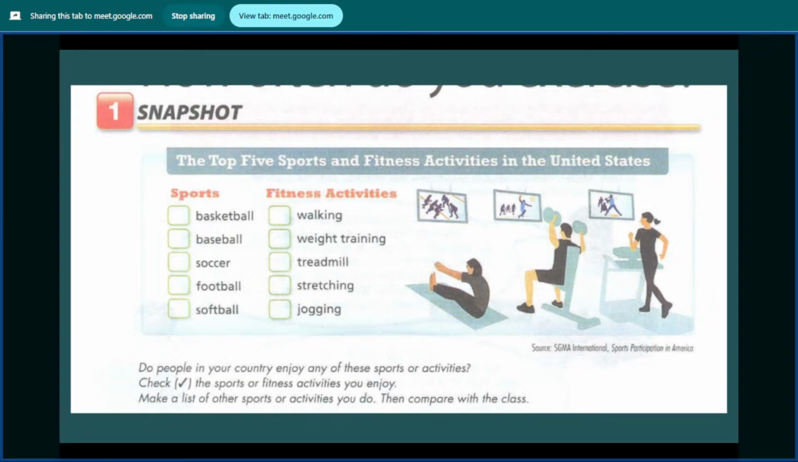I know all the sports mentioned here, but I don't know what softball is. Soccer is similar to football. Softball is similar to your baseball. It's a variation of baseball. Basically, your baseball is played with a bigger ball, correct? Here they have a smaller ball. That's the main difference. And soccer is similar to football again.